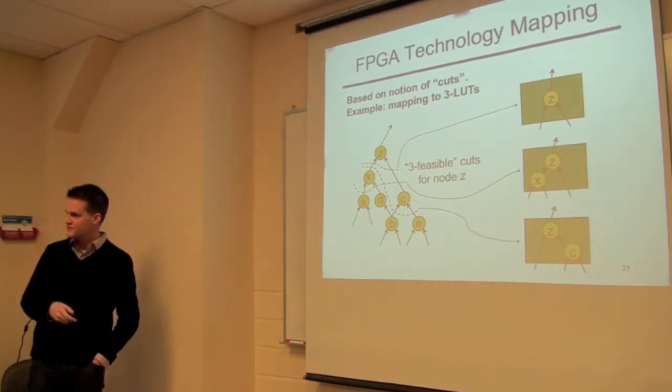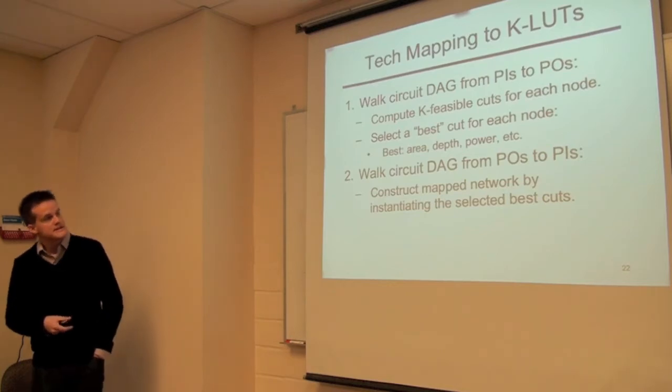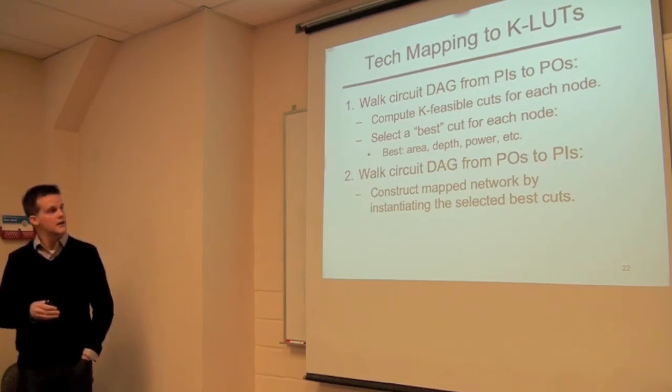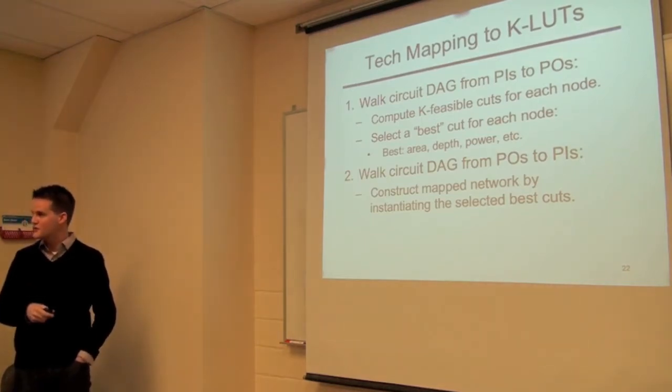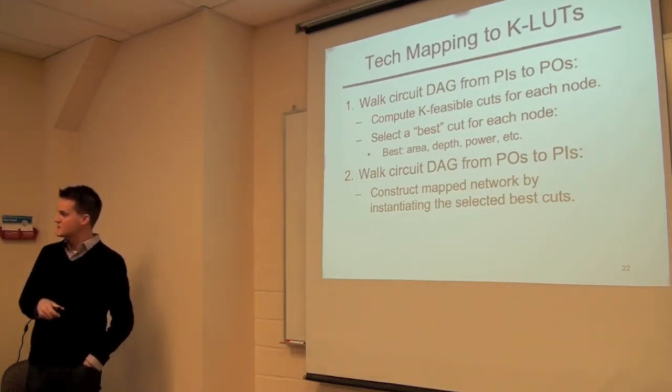There's a lot of detail here I'm just skipping over. This is the rough idea of FPGA tech map. You can use this idea of cuts. The basic details: you walk the circuit from primary inputs to primary outputs. As you come to a node, you find all of its possible cuts. You cost the cuts, you select the best cut for each node, and then you walk the network in the reverse direction and start instantiating LUTs based on those best cuts.